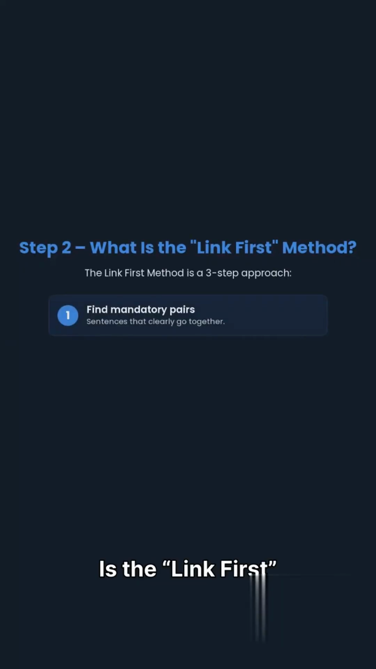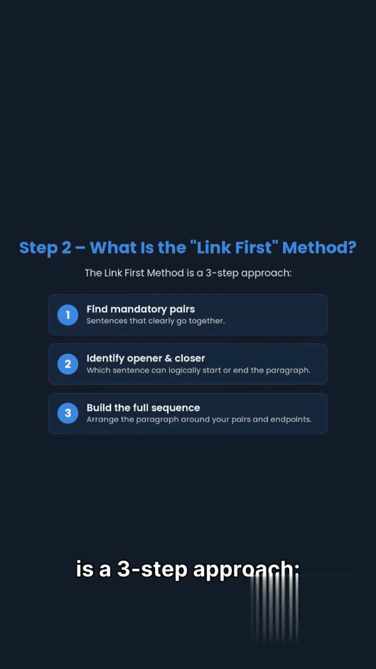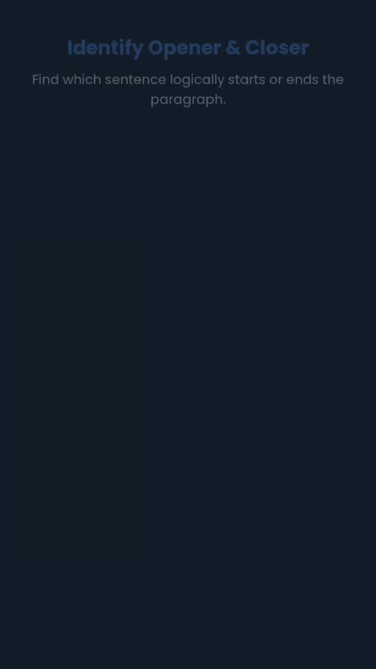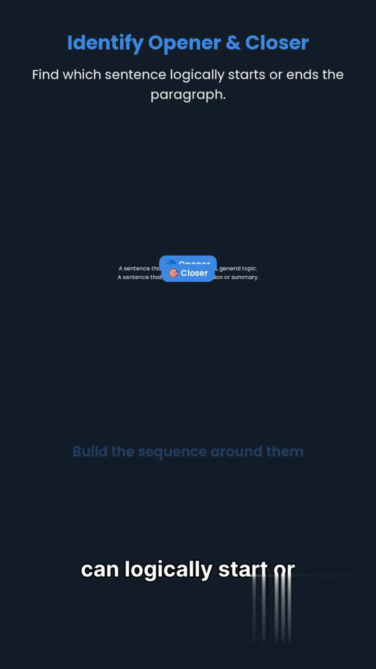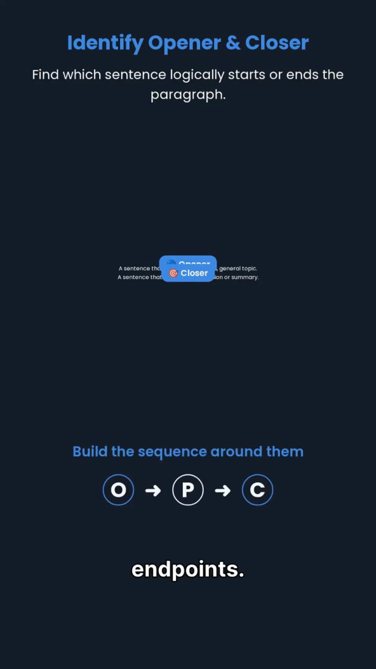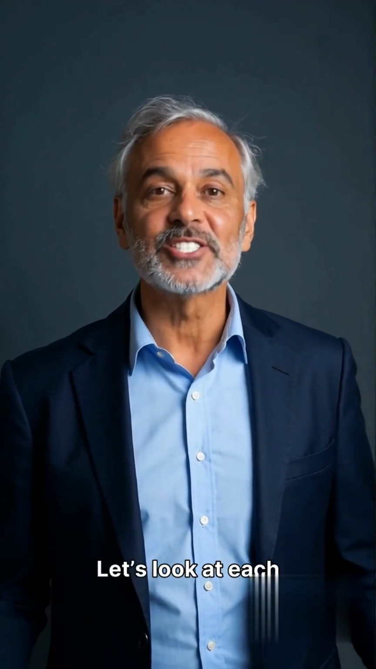Step 2. What is the link first method? The link first method is a 3-step approach. Find mandatory pairs, sentences that clearly go together. Identify the opener and closer, which sentence can logically start or end the paragraph. Build the full sequence around your pairs and endpoints. You are assembling the paragraph, not guessing it. Let's look at each step.